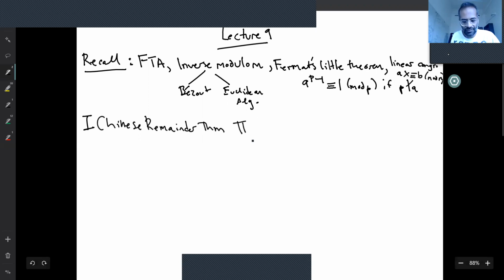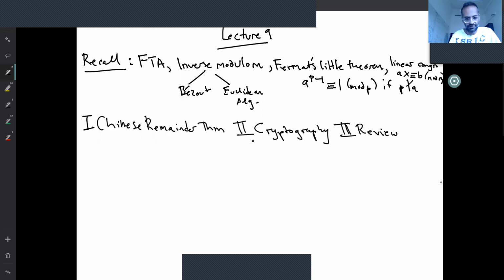Then I'm going to talk about an application of all of this stuff that you see on the screen, the stuff that we did in the last few lectures, to something we actually implicitly do every day, which is cryptography. And then finally, at the end, I'm going to talk a little bit about how to study for the exam and just take any general questions about the exam as well, as you just asked.